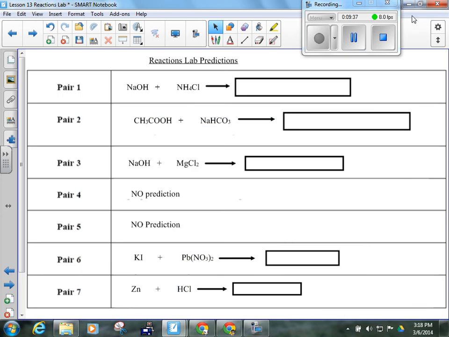Now, okay, for pair number 1, okay, how many people predicted that as though it was a double replacement reaction? Okay, and as I thought you would, okay, I kind of set you up a little bit here in that I know a couple of these don't go exactly like a regular double replacement reaction. What did you observe in that reaction? Caroline?